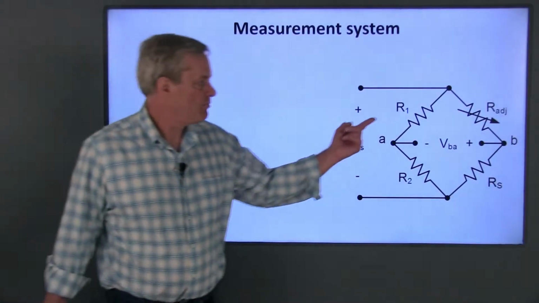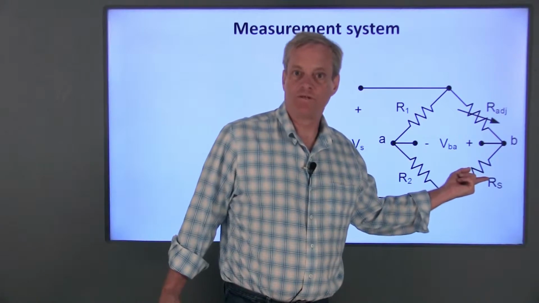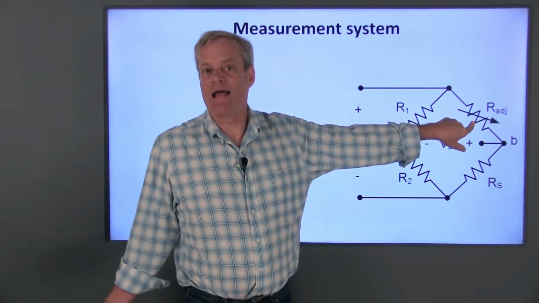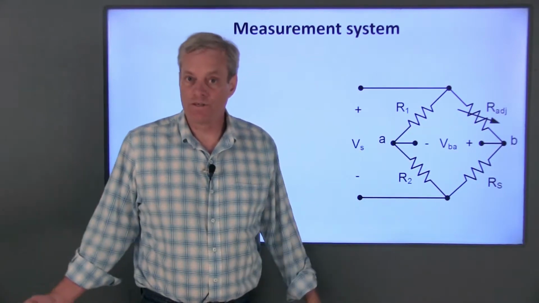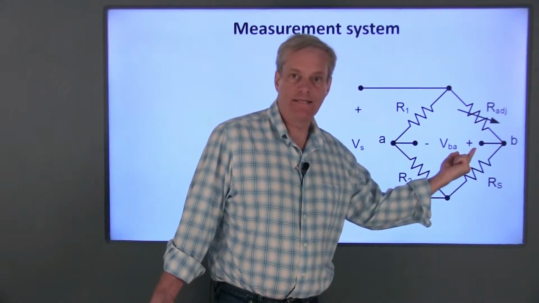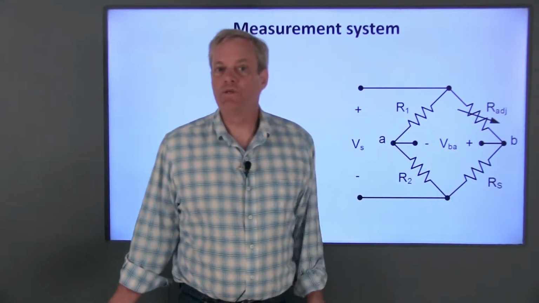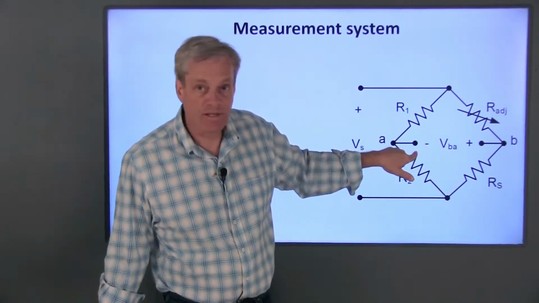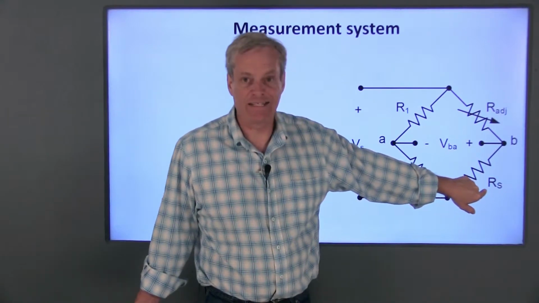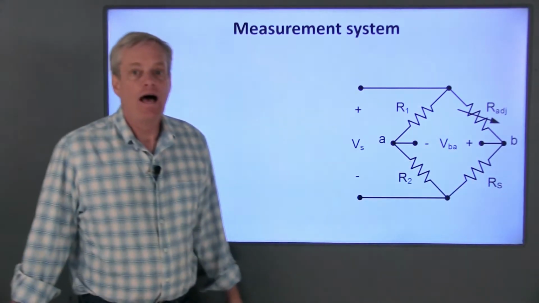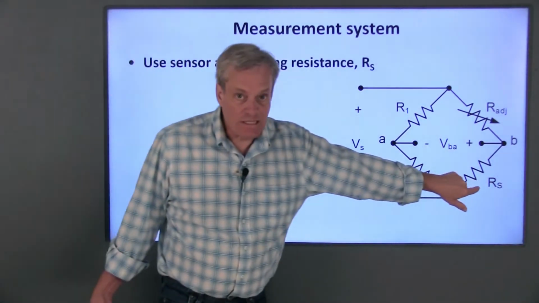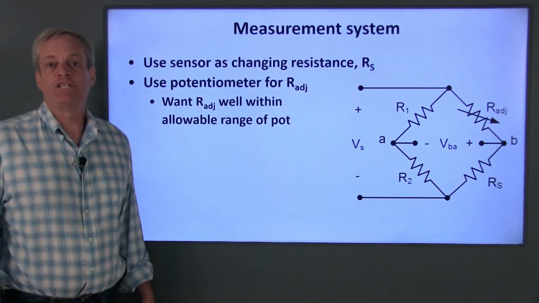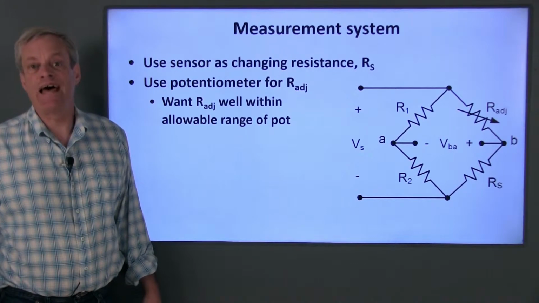This circuit doesn't require any of these four resistors to be identical, and it uses a potentiometer to do what's called balancing the bridge circuit. When the circuit's balanced, V sub BA is equal to 0. What we'll do is change the resistance of this pot to force V sub BA to be 0 when the sensor is at its nominal operating point. I'll use the sensor as this resistance down here. We don't have a wide range of choices of potentiometers in our parts kit, so I'll choose that next.